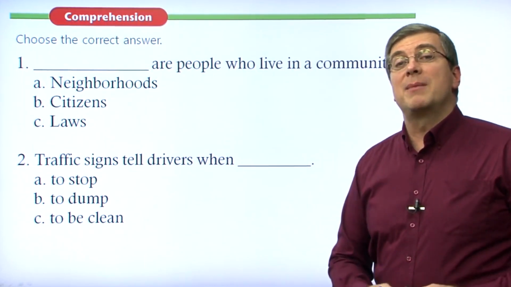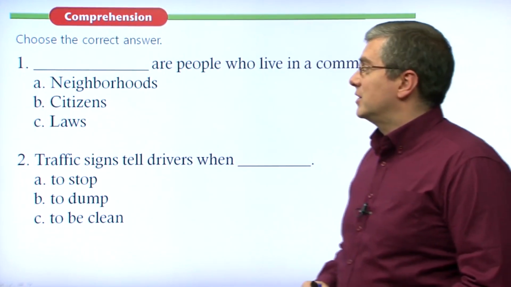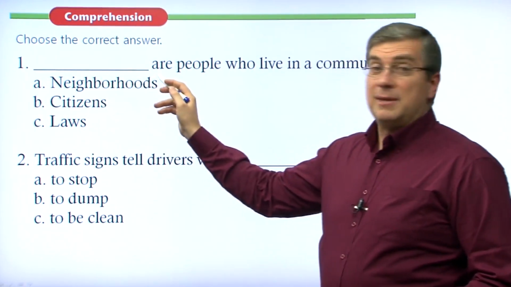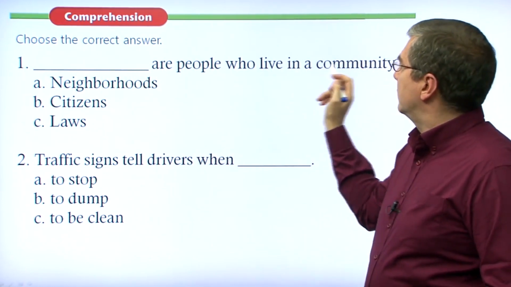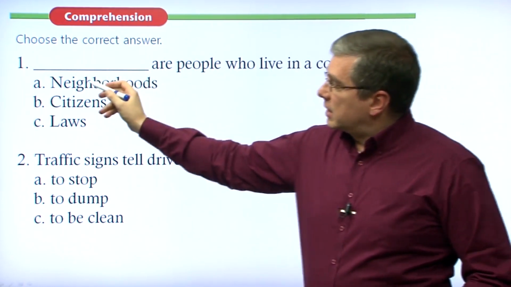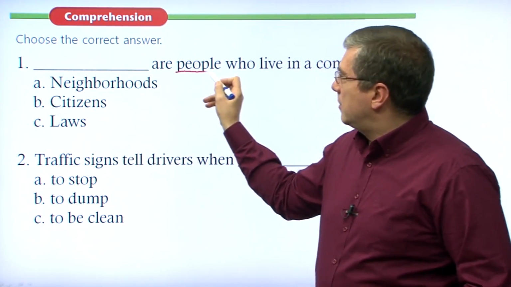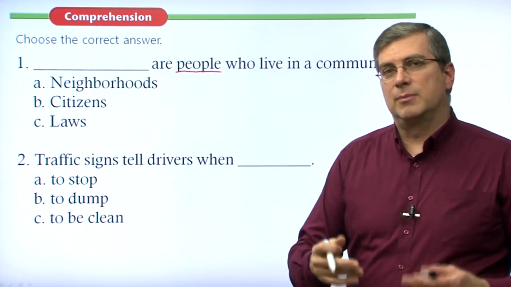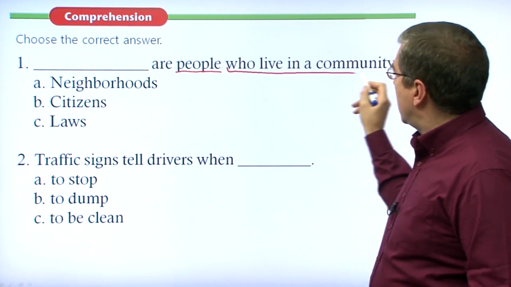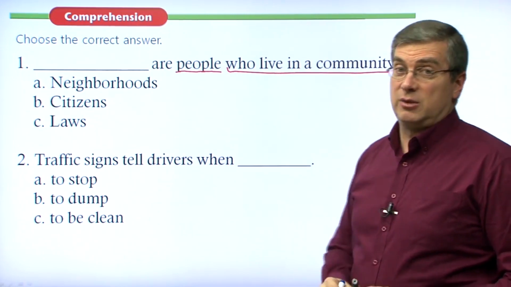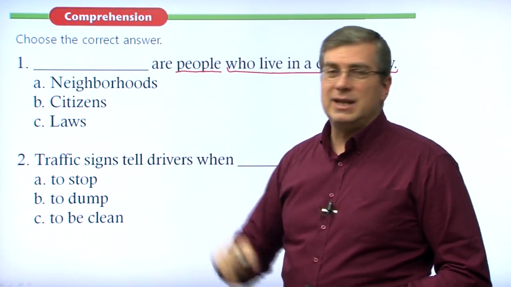How well do you remember what we talked about in the reading passage? Let's go over the different questions here. Number one, we have a blank. It starts off with a blank, right? Blank are people who live in a community. So basically, we're looking at A, B, and C. A, B, and C has to describe people, has to describe a type of person. Now, not just people, but we also sometimes have to look at the other part, people who live in a community. Here we have A, neighborhoods, B, citizens, C, laws.